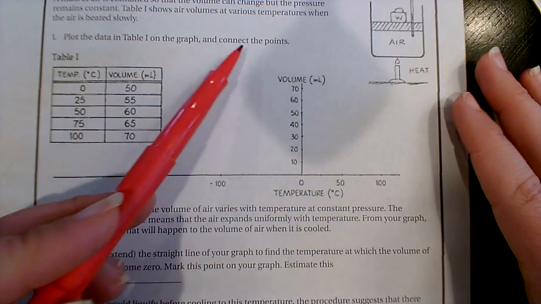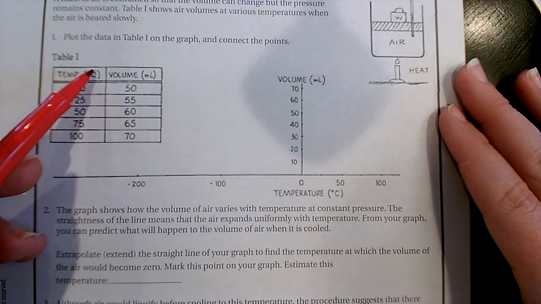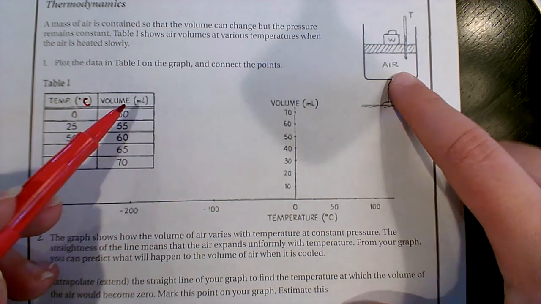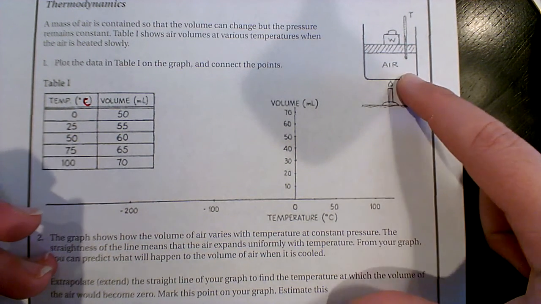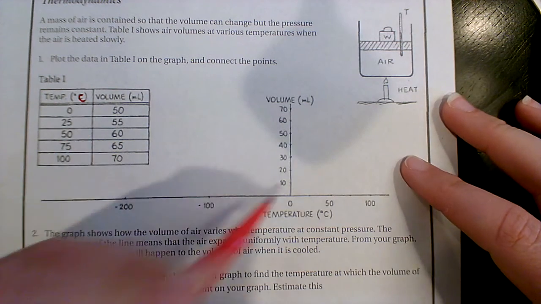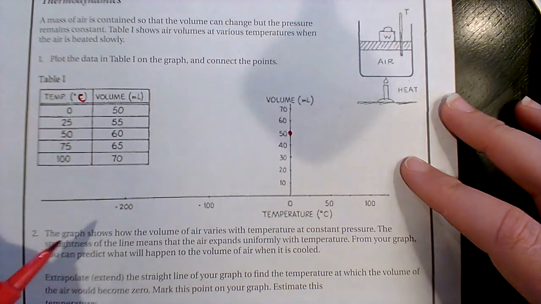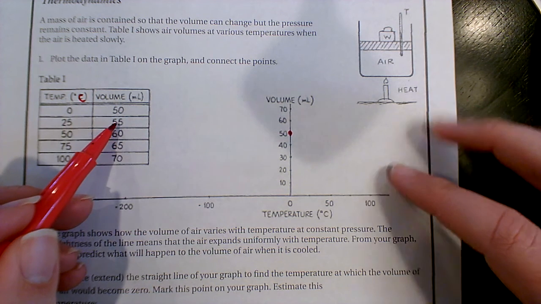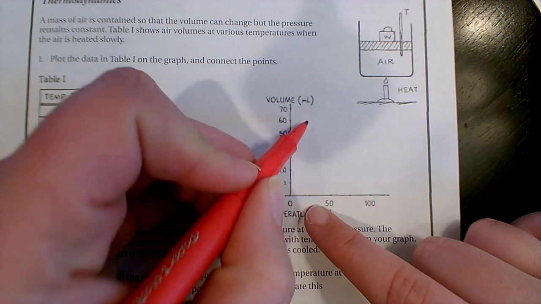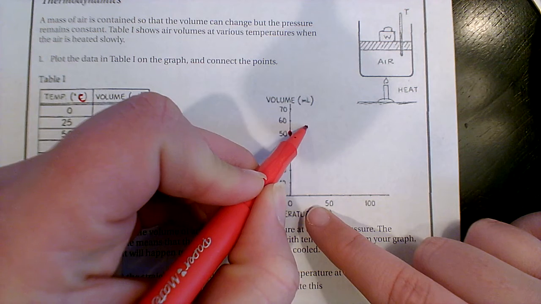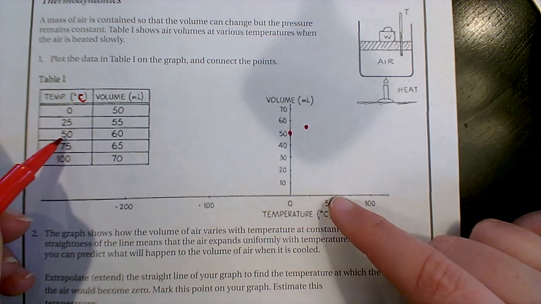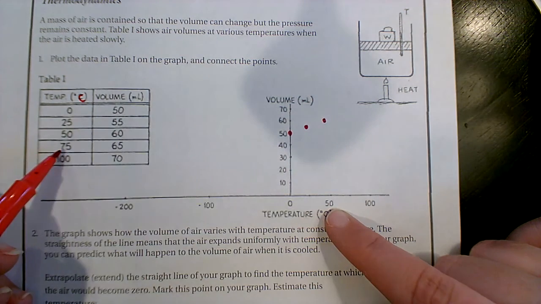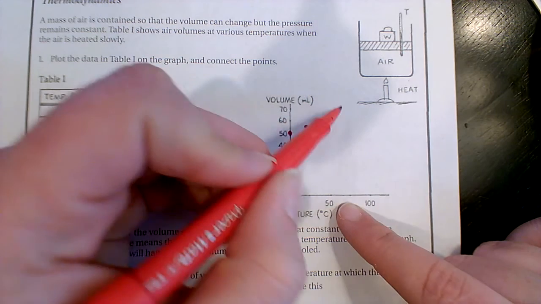So we're saying plot the data in table 1 on the graph. It says when the temperature, and we're in Celsius here, when the temperature is 0, some amount of air, so we're looking at this apparatus here, some amount of air has a volume of 50 milliliters. So I go 0, 50, there's my dot. At 25 degrees, it has a volume of 55 milliliters. So about right there. At 50 degrees, it has a volume of 60. At 75, it's 65.